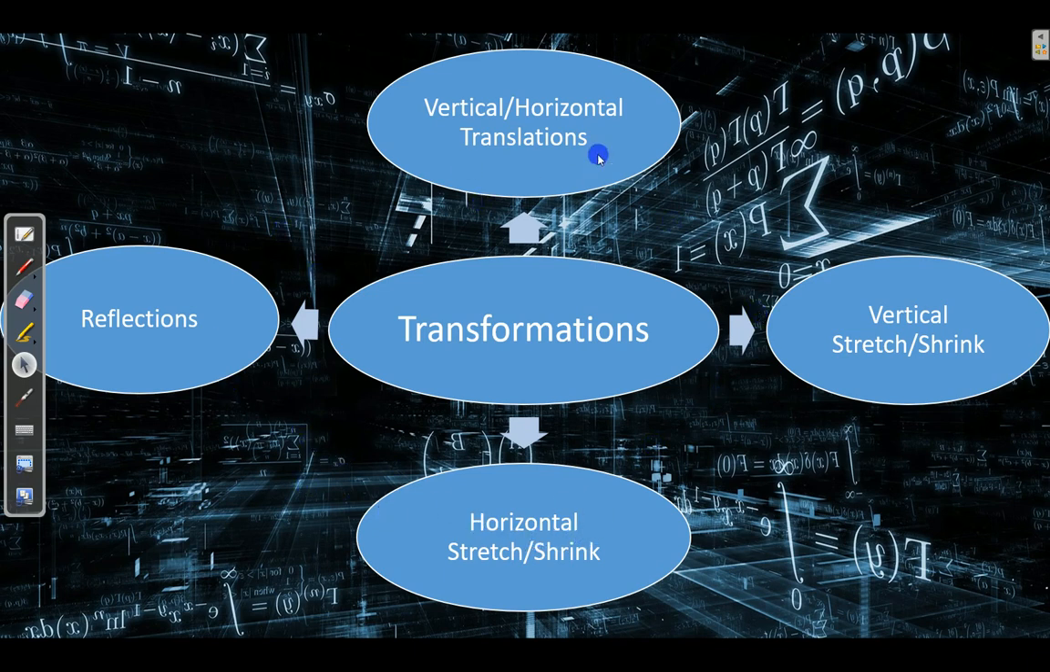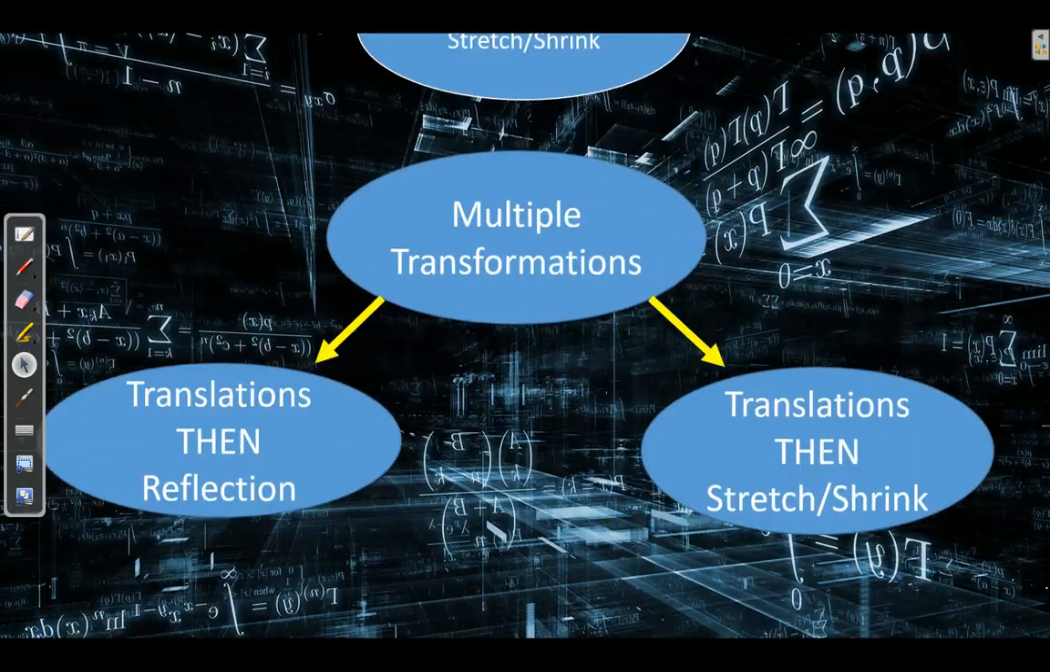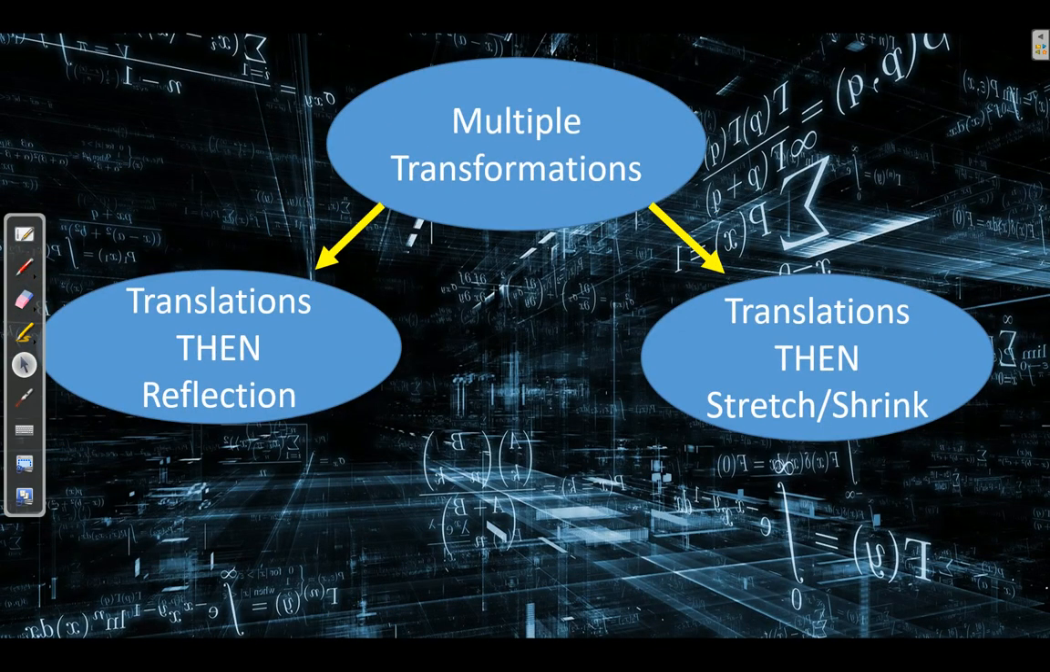It matters if you do a translation first and then a reflection, or a reflection first and then a translation. Those can do different things because of the order of operations. So we're going to do some of the harder ones where that order does make a difference. So multiple transformations is what we're looking at. We're going to start with maybe the easier one, a translation, and then a reflection.